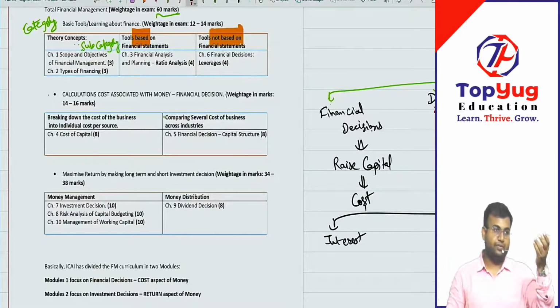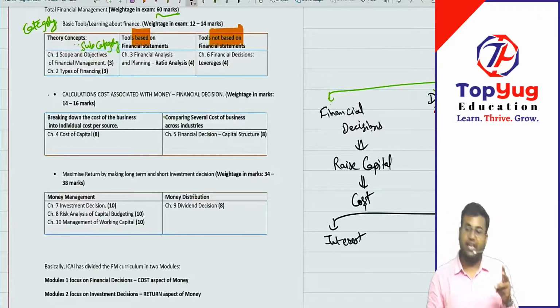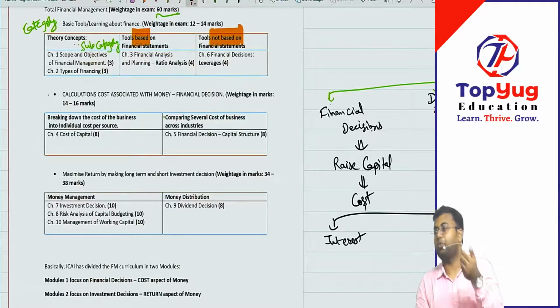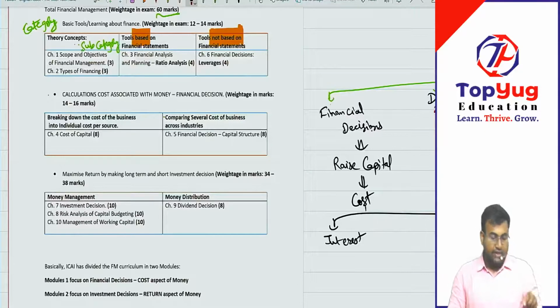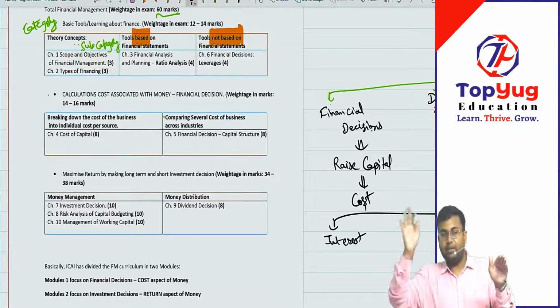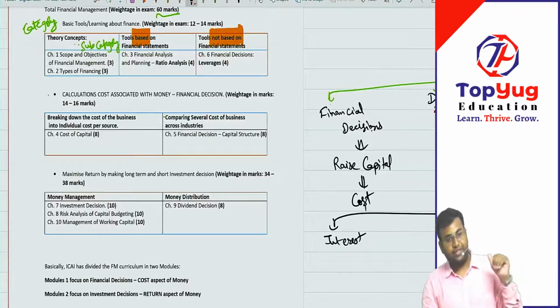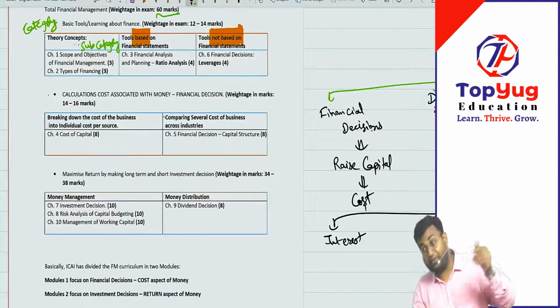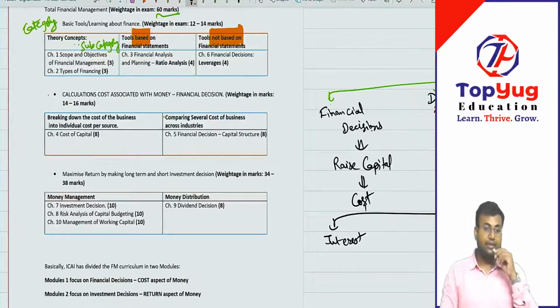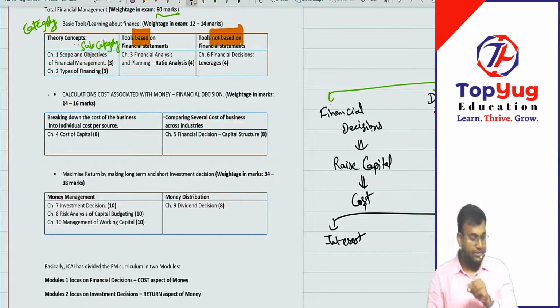So the first and above two categories come in the first module. The second last category comes in the second module, and the last category, the return itself, is almost 50% of your overall weightage. That is again divided into two parts: money management and money distribution. Correct? Money management includes investment decisions, risk analysis of investment decisions, and working capital management. Are we all good? Investment decision, risk analysis of investment decision, capital budgeting put together is capital budgeting.